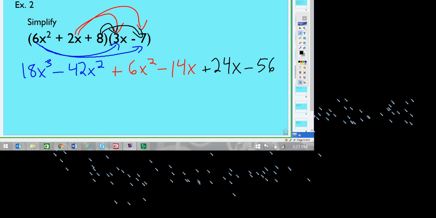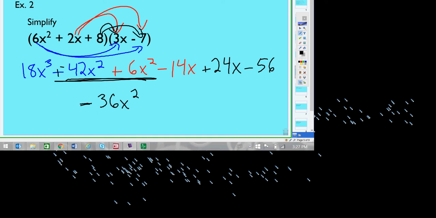All right, so let's go ahead and combine some like terms here. It looks like I have 2 like terms here. Now remember, that's really a negative 42. So negative 42 plus 6. That term is going to be negative 36x squared. So I have 18x to the third, and then really we just write as minus 36x squared.